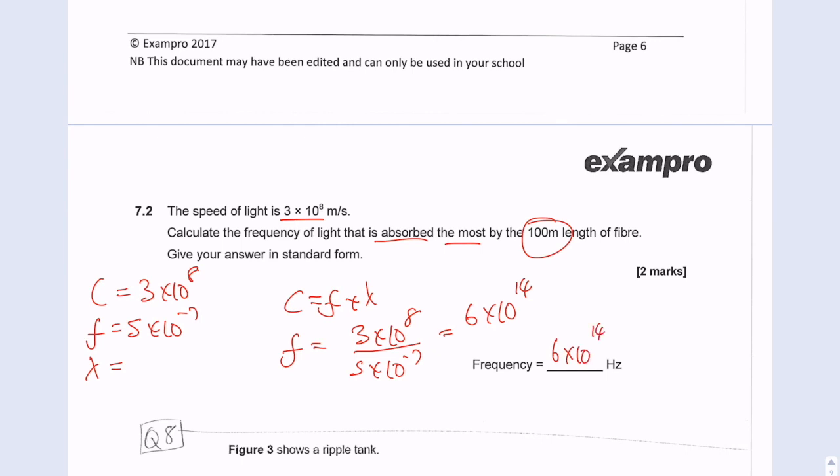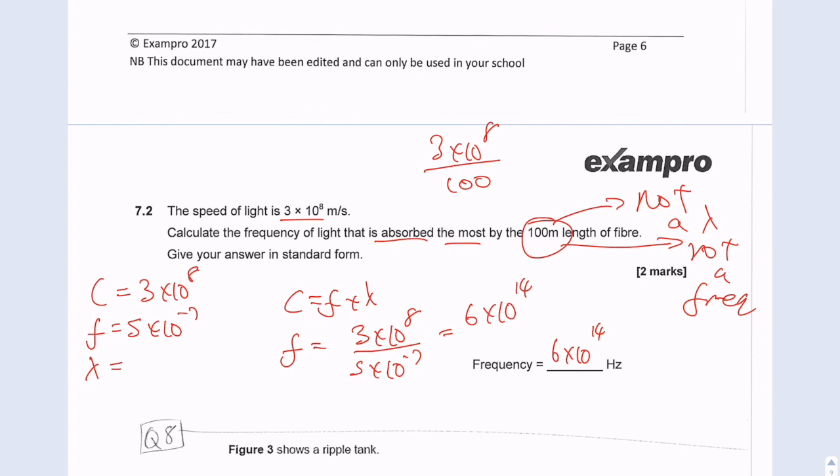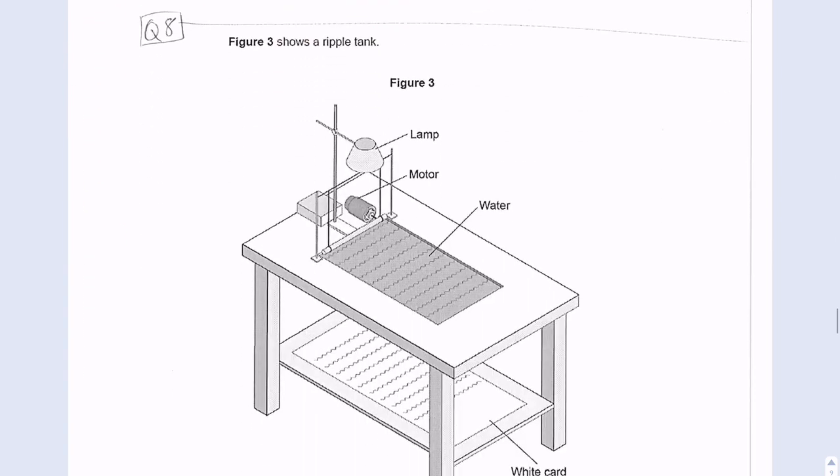So you can't use 100 length, that's not a wavelength. Okay, and it's definitely not a frequency. Some people are trying to do 3 times 10 to the 8 divided by 100. Okay, that's definitely what you can't do. Really important. The ripple tank question.